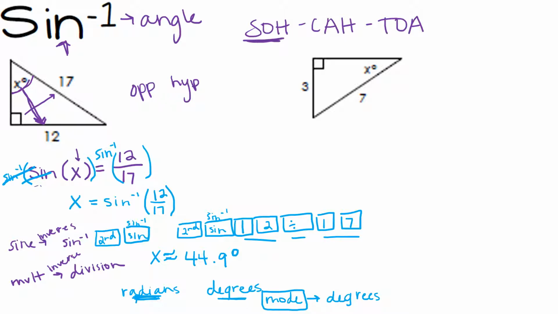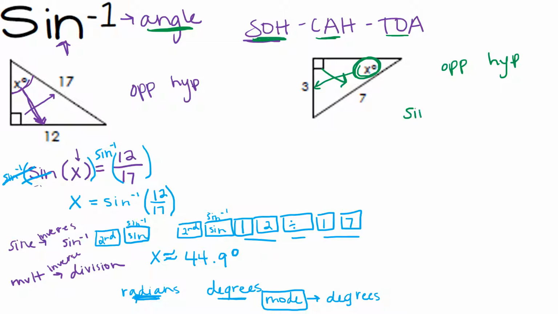Okay, so again, let's look at this next example. I'm trying to find x here, so I'm trying to find an angle. That means I'm using sine inverse, or I could use cosine inverse or tangent inverse. Let's figure out what we have. The side 3 is opposite, and the side 7 would be my hypotenuse. So again, I'm using opposite and hypotenuse, so that's going to be sine.